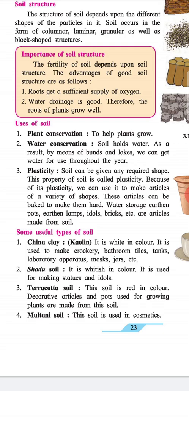Some useful types of soils. 1. China clay (kaolin). It is white in color. It is used to make crockery, bathroom tiles, tanks, laboratory apparatus, masks, jars, etc. 2. Shadu soil. It is whitish in color. It is used for making statues and idols.